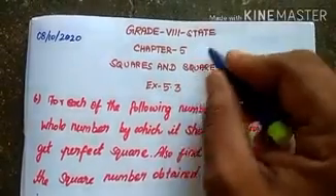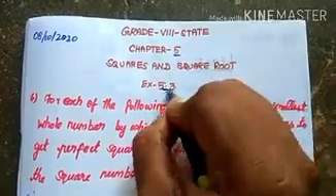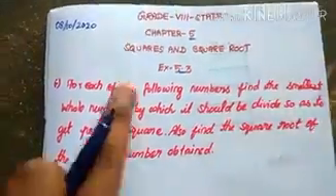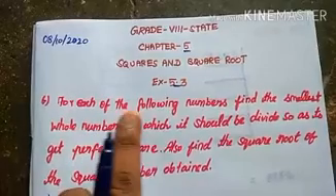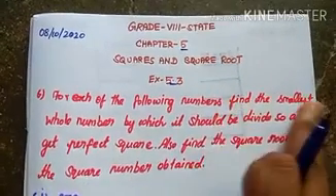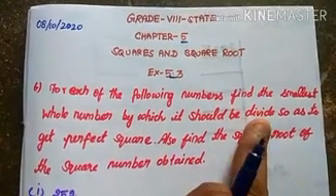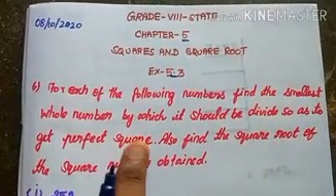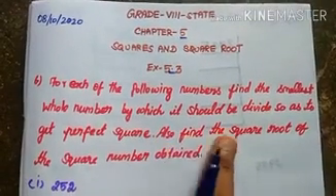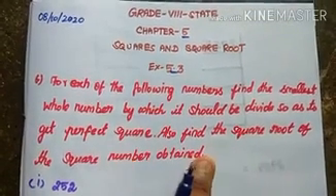So now we continue the same chapter 5, exercise 5.3. Today we start with question number 6. For each of the following numbers, find the smallest whole number by which it should be divided so as to get a perfect square. Also find the square root of the square number obtained.